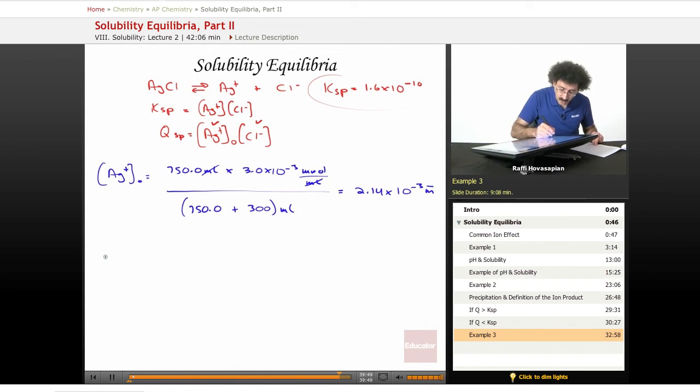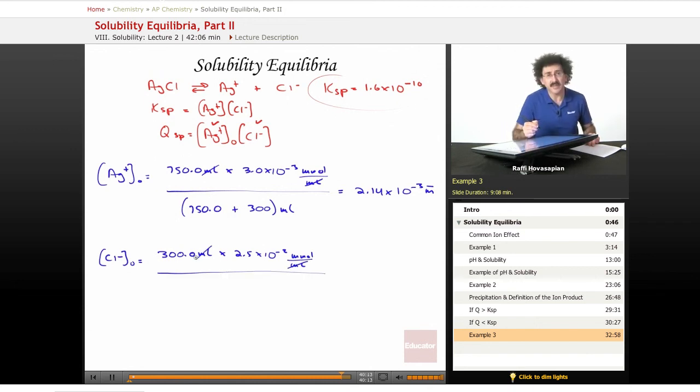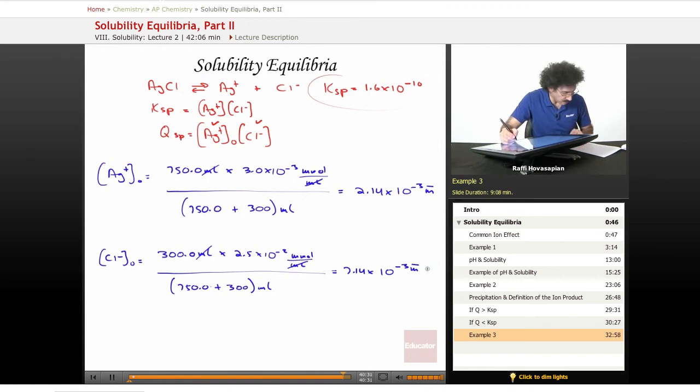Now let's calculate the initial chloride ion concentration. Well, it's equal to the total chloride ion over total volume. Well, the initial chloride solution, we had 300 milliliters of it, and the molarity was 2.5 times 10 to the negative 2 millimoles per milliliter. When you multiply those two, that'll give us the moles of chloride ion that we started off with in the second beaker, and now we've mixed them, and again our total volume is 750 plus 300 milliliters, and we get 7.14 times 10 to the negative 3 molar.